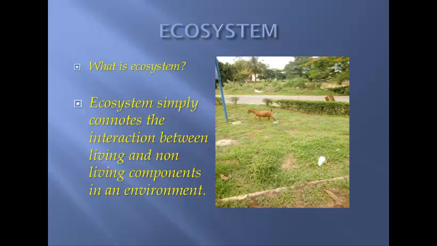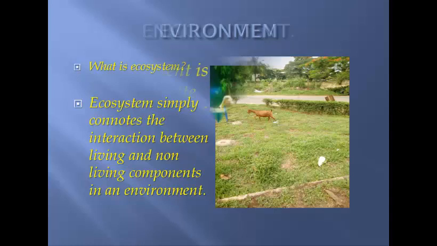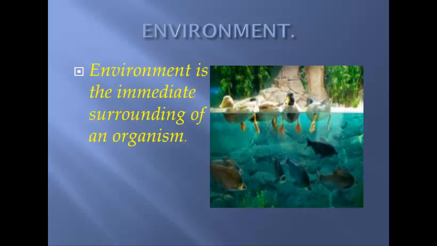What is ecosystem? Ecosystem simply connotes the interaction between living organisms and non-living components in an environment. You can see the picture of a goat as a living organism and the environment. Ecosystem has to do with the interaction of organisms and their environment.